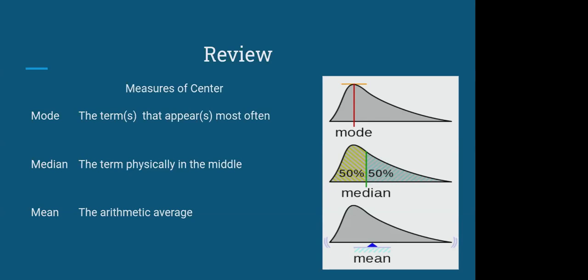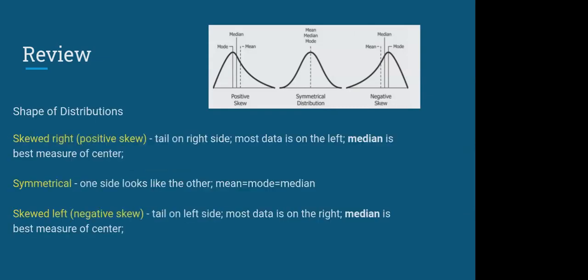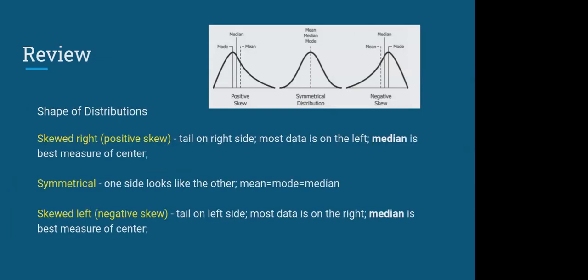And then we talked about shapes of distributions. So remember, a skew is merely a slant. A graph can be skewed right. A graph that is skewed right can also be described as having positive skew. And the tail of that graph is on the right, as you see here in the graphic. The tail is on the right. Most of the data is on the left.